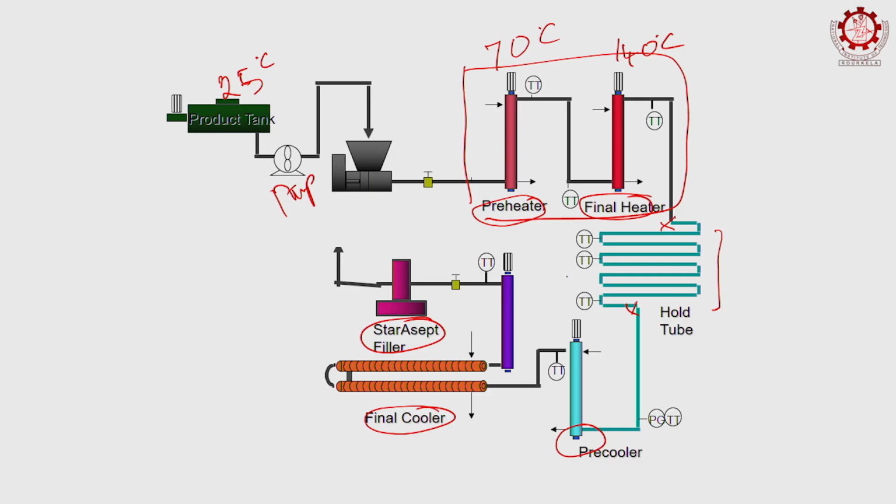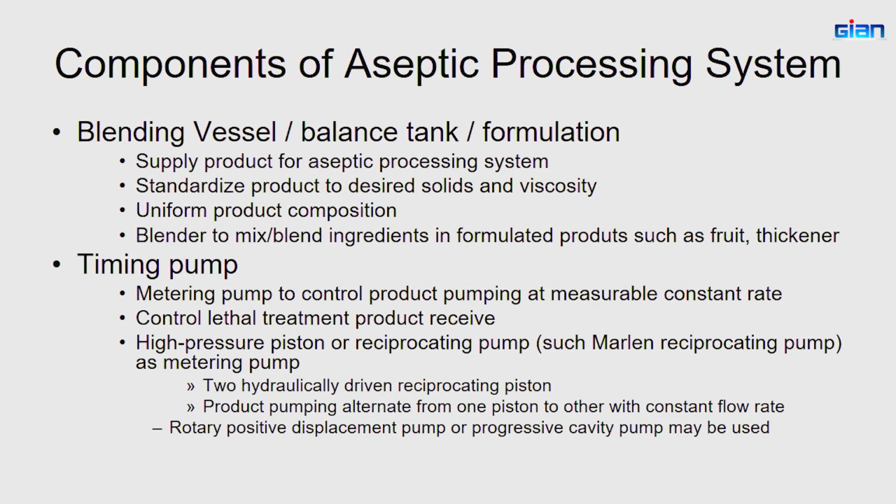So, the concept of aseptic processing can be adapted to ohmic or microwave heating, and you will be able to achieve the same products. Later on, when we talk about pulsed electric field processing and high pressure processing, there are continuous methods which also employ a very similar approach, where this section is replaced by an appropriate unit, and then you are able to achieve the process. Now, we are going to go through some of the components of the aseptic processing system.